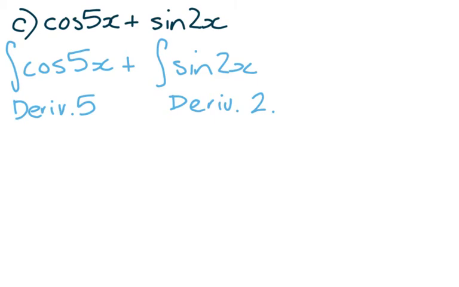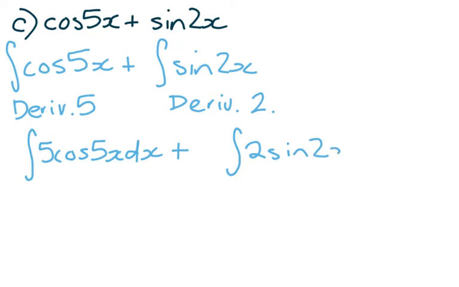So that means I'm going to have something multiplied by the integral of 5 cosine 5x dx plus something multiplied by the integral of 2 sine 2x dx. Now we've got to work out the something. So the coefficient of both of these things was 1. So it just means that we're doing 1/5 times the integral of 5 cosine 5x dx, and we would do 1/2 times the integral of 2 sine 2x dx.